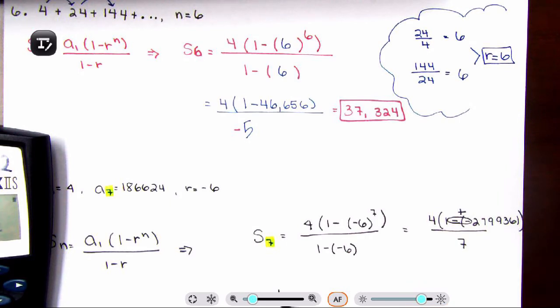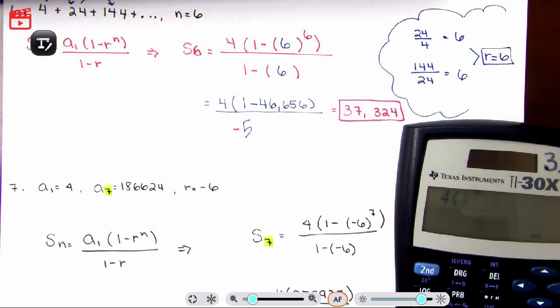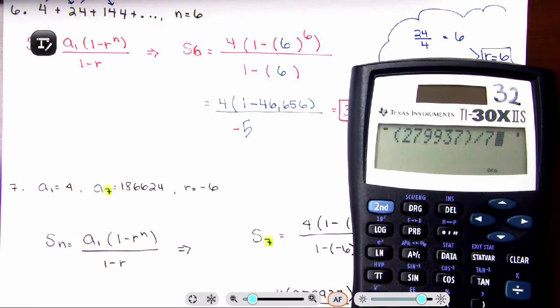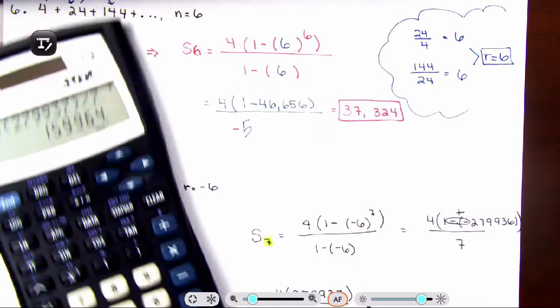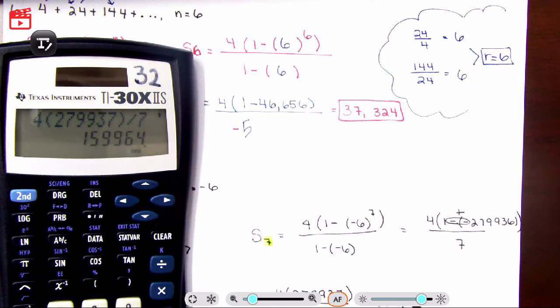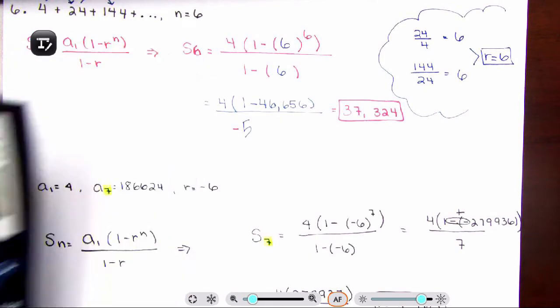So I have 4 times 279,937, because I added that 1. 2 negatives make a positive. We're going to divide by 7, and this is for sure calculator time. This is 4 times 279937. You guys can't see. Divided by 7. And that gives me 159,964. It's trippy saying these numbers correctly.